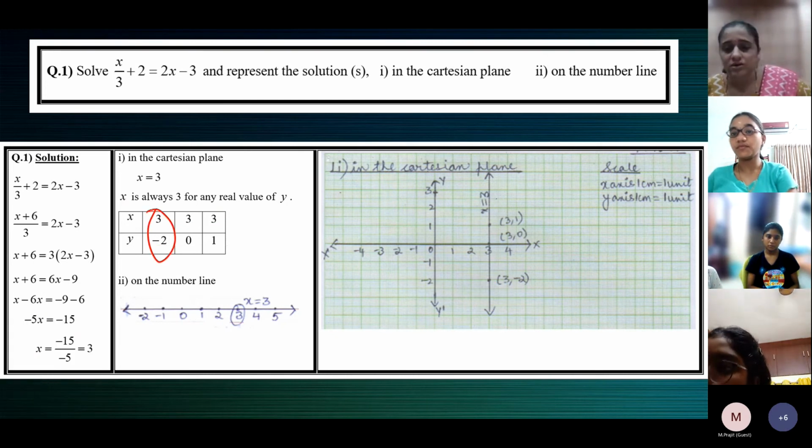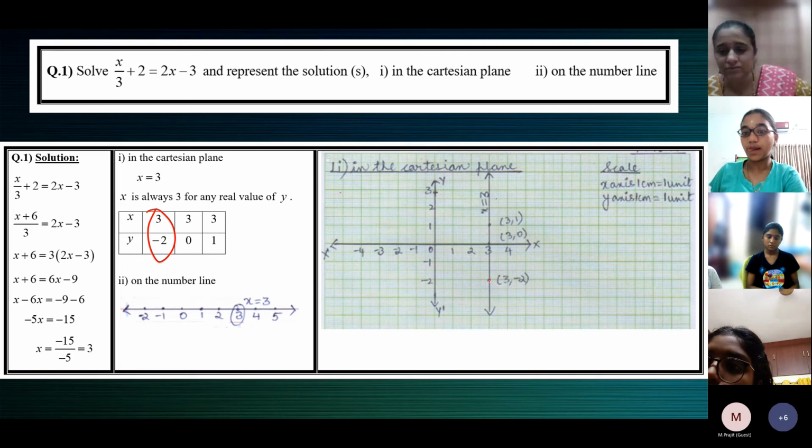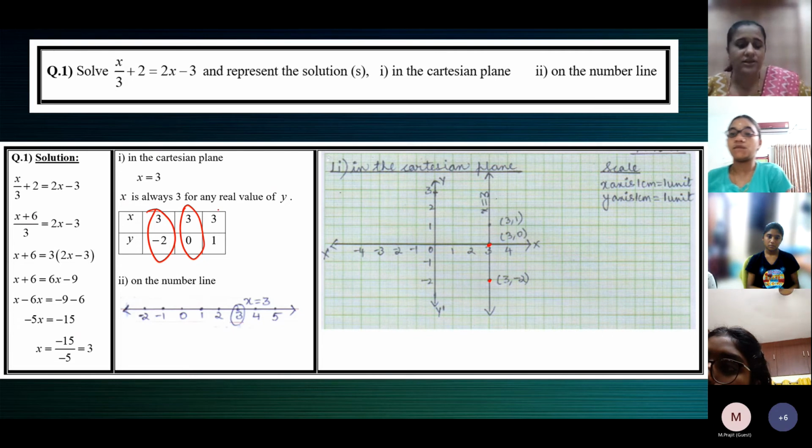What are the points? 3, minus 2. Can you see 3, minus 2 here? And 3, 0 here. And 3, 1 here. And I joined the 3 points. You can see we got a straight line. See, I've written the address of the points. Okay. And then the straight line. Connect the points, you get the straight line.